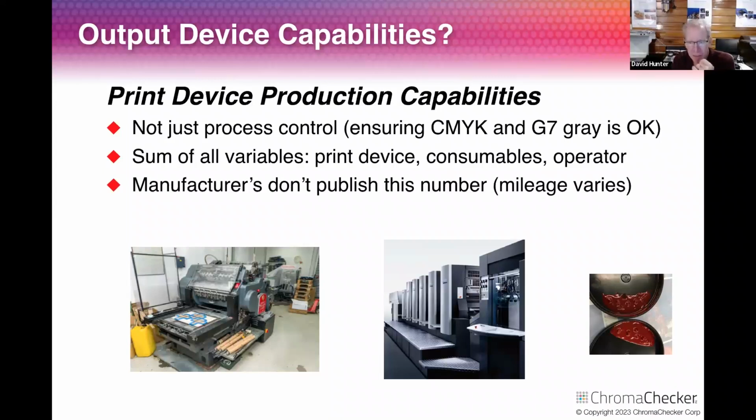So it's really important to understand that the print device capability is a sum of the variables. It's the quality of the print device, how much maintenance has been done on it, the consumable quality, including paper, the fifth color in four-color printing, and of course the operator's ability to run that device. It doesn't matter if it's a conventional device or a digital device, operators' expertise plays into the quality that device is capable of performing at.